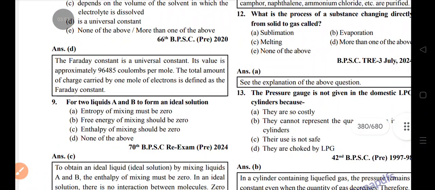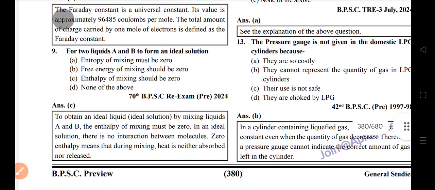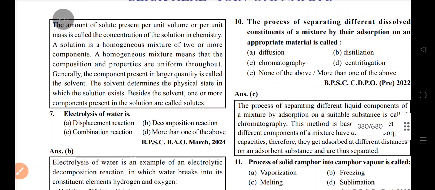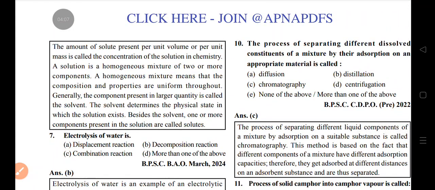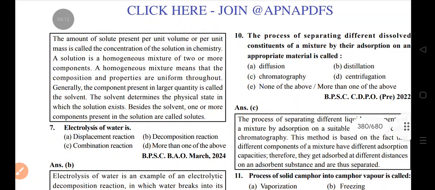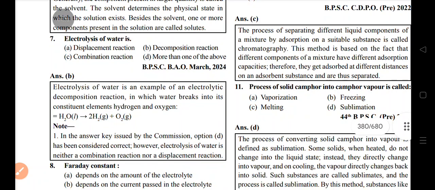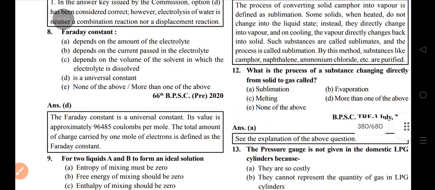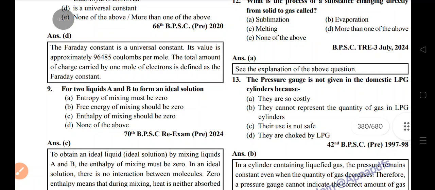For two liquids A and B to form an ideal solution, enthalpy of mixing should be 0. The process of separating different dissolved constituents of a mixture by their adsorption on an appropriate material is called chromatography. The process of solid camphor turning into camphor vapor is called sublimation. What is the process of a substance changing directly from solid to gas? Sublimation. A pressure gauge is not given in a domestic LPG cylinder because it cannot represent the quantity of gas in the cylinder.